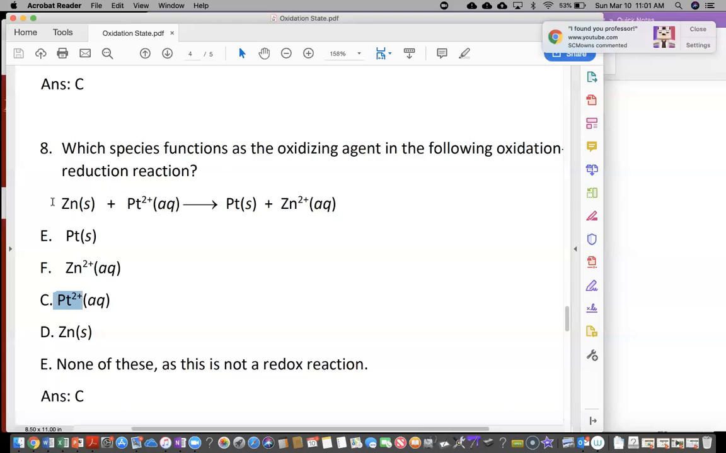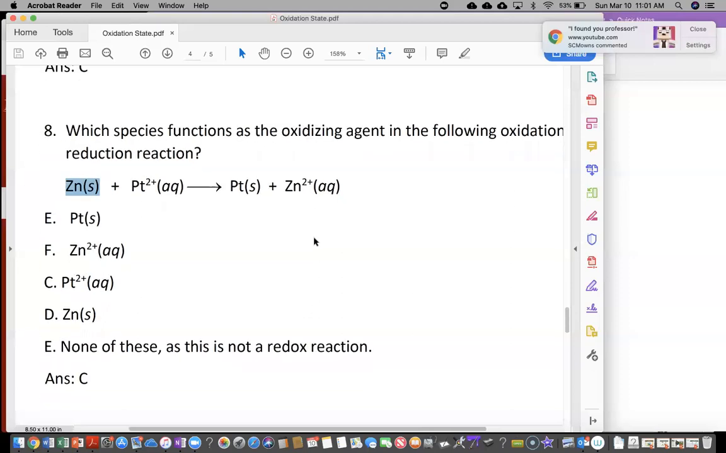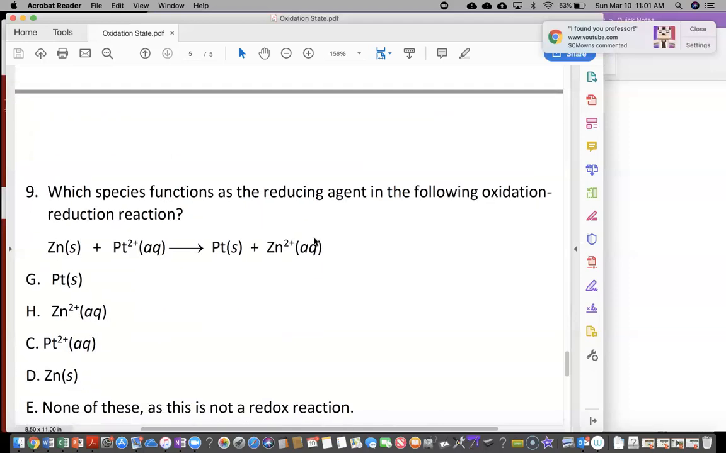What happened to Zn? Can you tell me, guys, what is going on with Zn? Zn went from 0 to +2. So what will you say? Zn got oxidized. And it will be what agent? Reducing agent. Okay. Let's see if there are more.